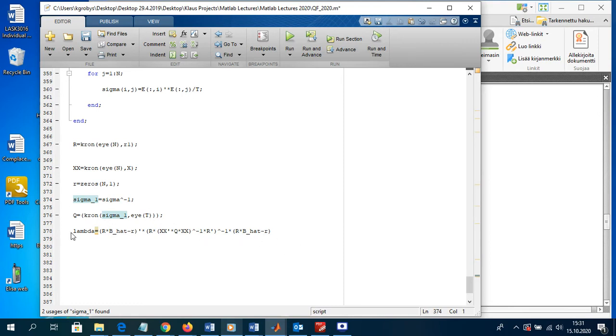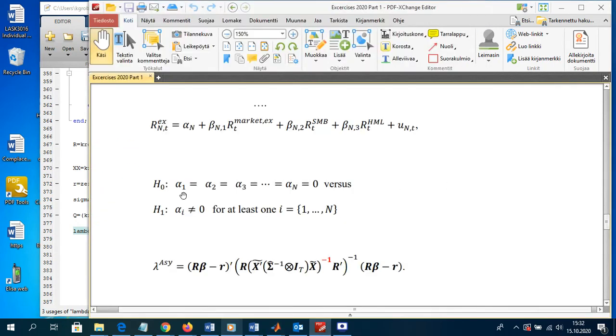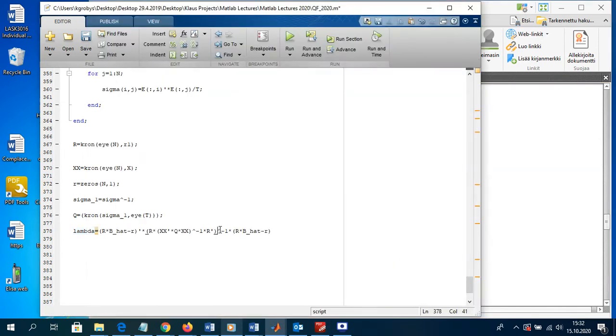If our test statistic is less than, let's say, 37.65, then we would say, okay, we cannot reject the null hypothesis that our alphas are jointly 0. Hence, the Fama-French three-factor model is able to price our 25 test assets correctly, because these alphas are jointly not different from 0, at least not statistically.